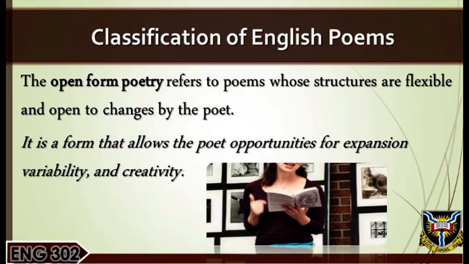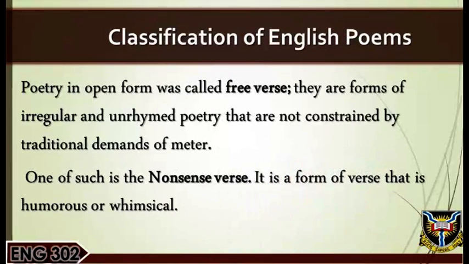Word over all, beautiful as the sky. Such poems do not have rhyme scheme or basic meter. The reader's attention is sustained through other means. Thus, the structure of the poem is not forced on it by tradition. Poetry in open form was called free verse. There are forms of irregular and unrhymed poetry that are not constrained by traditional demands of meters.